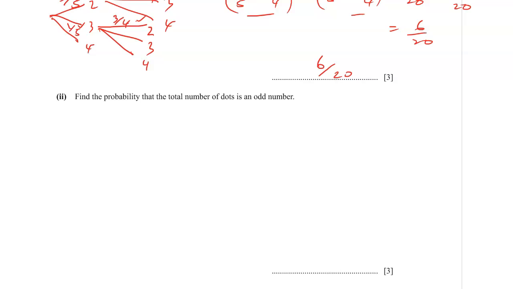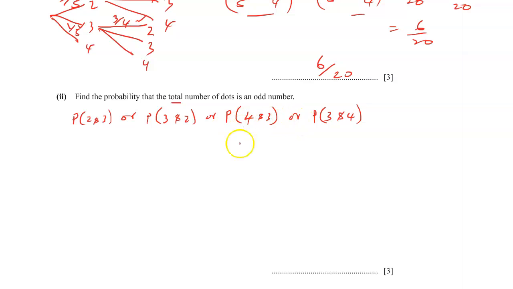Part 2. Find the probability that the total number of dots is an odd number. So if he picks 2 and 3, that will be 5, which is an odd number. Or he picks 3 first and then 2, that will still be an odd number. Or he can pick 4 and he picks the third one, or he can pick 3 first and then 4. This will total to 7, which is an odd number.